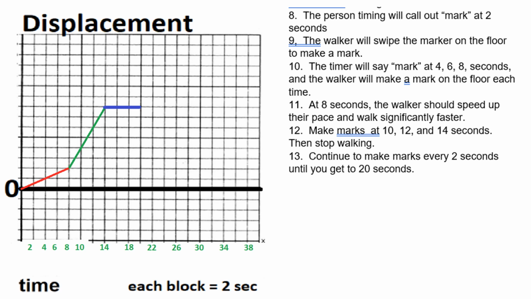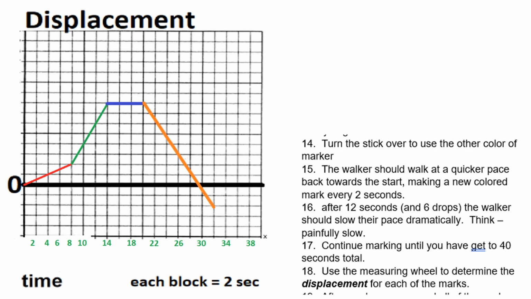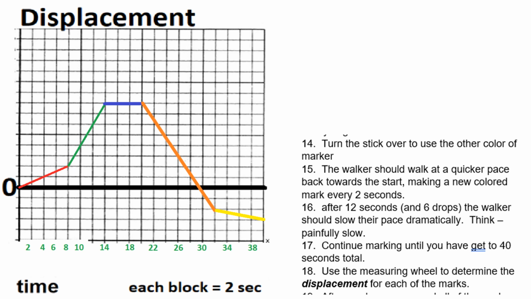And then you turned around and you started going back the other direction, which means your displacement is now actually decreasing because you are getting closer to where you started from. And it said on the instructions to walk at a quicker pace. You should have been walking so fast that you went past where you started, something like this, for 12 seconds or 6 drops. We're at 32 seconds here. You should have something like this. And then it said to slow down and walk painfully slow until you got to 40 seconds. And you were well past where you started from, but now the time is up.